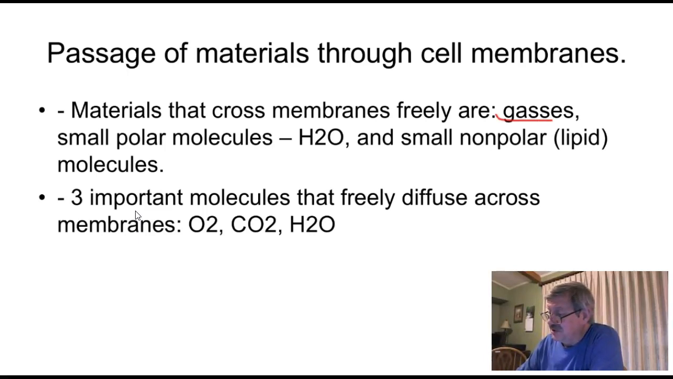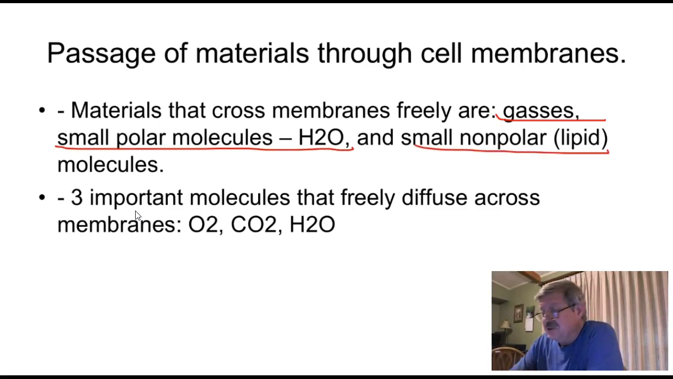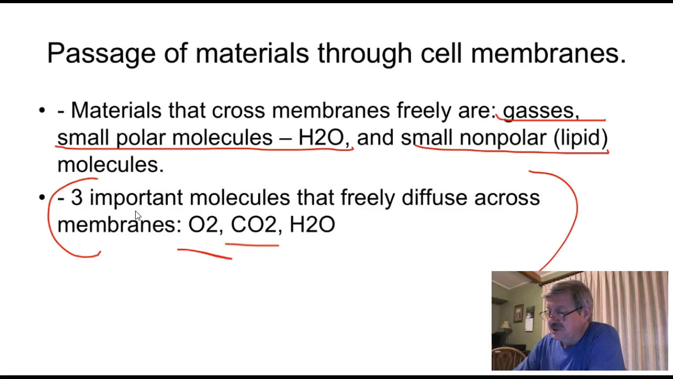So, in the plasma membranes surrounding the cells, what can go through there? Well, it's going to be gases, because they are very small and they do not have electrical charges. It's also going to be small polar molecules like water and small nonpolar molecules or lipids. So you notice the main feature of materials that can go across this membrane is that they are going to be small molecules. Down here, you notice three materials that are of particular importance to life that readily go across this membrane: oxygen, carbon dioxide, and water.